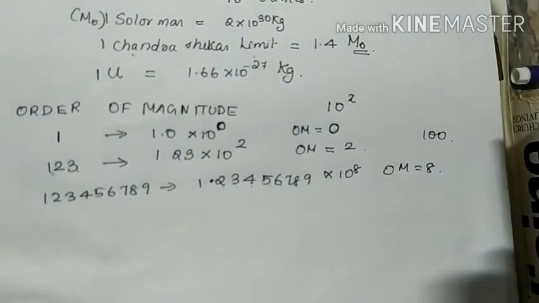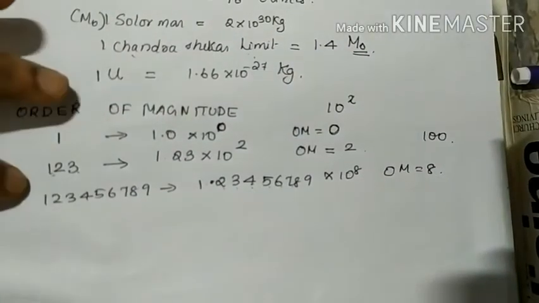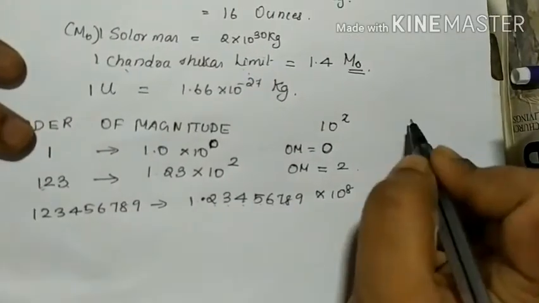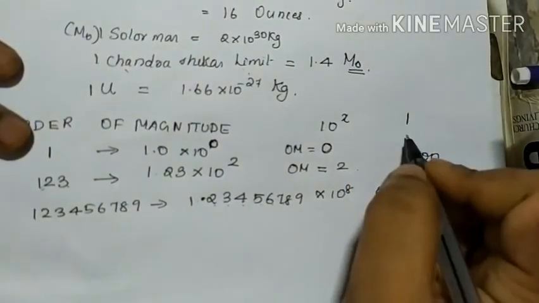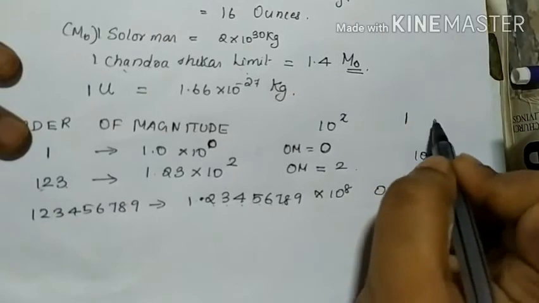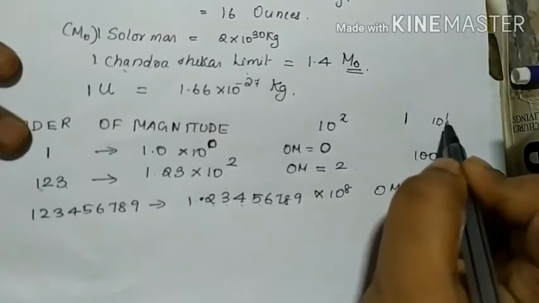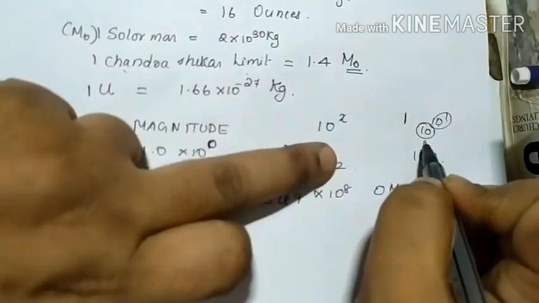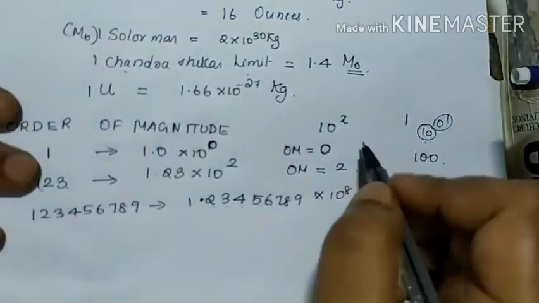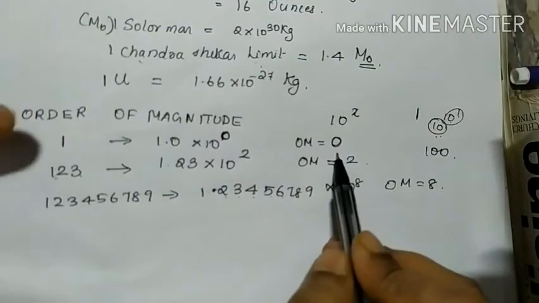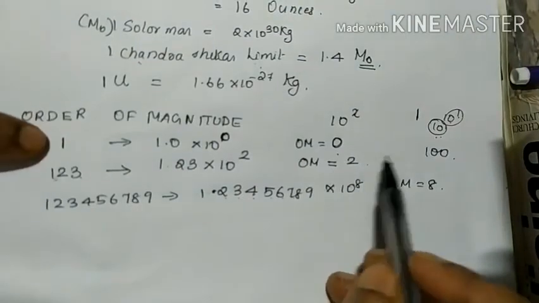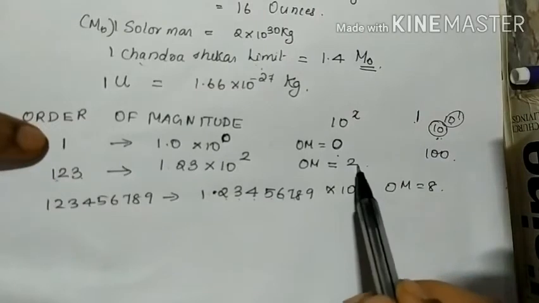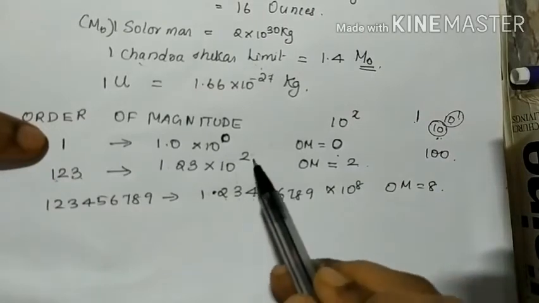Clear? Right. So suddenly another person says, I have a number in my mind, the order of magnitude is 1. That means 10 to the power 1. The 10 to the power 1 means 10. So I can say the number is close to 10. Order of magnitude 0, number close to 1. Order of magnitude 1, close to 10. Order of magnitude 2, close to 10 to the power 2, that is 100.